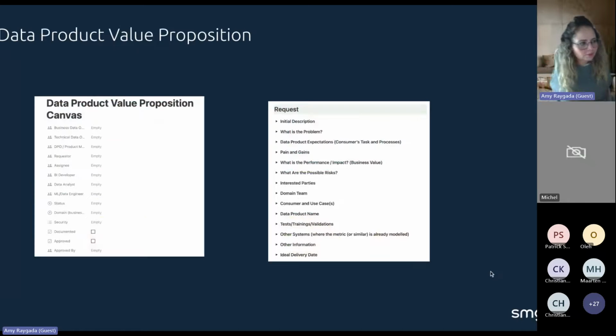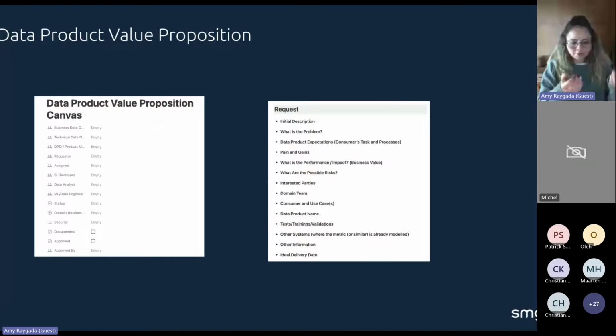Then I changed the data product value proposition, and I did something more data product management related that is easier to fill out, the data product canvas. Named the data product value proposition. So basically, as I mentioned before, it will have an initial description. What is the problem? What is the expectation of the product? And honestly, you see, there are a lot of questions here. And for them to really fill these out, they really need to think about what they want in a data product.